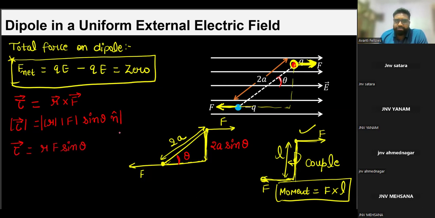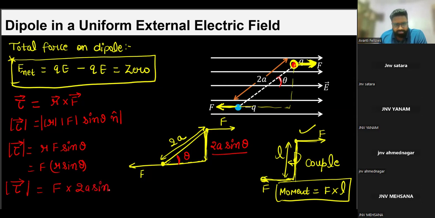What will the magnitude of n cap be? It will be 1. So if you combine this R sin theta with F, R sin theta is nothing but the perpendicular component of the distance. And in this case, it is 2A sine of theta. Okay? So we can write that the torque vector magnitude is equal to F into 2A sine theta.